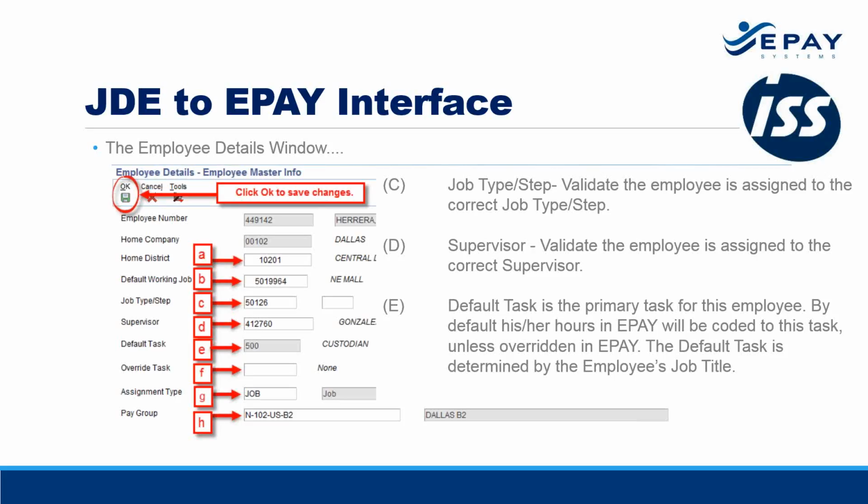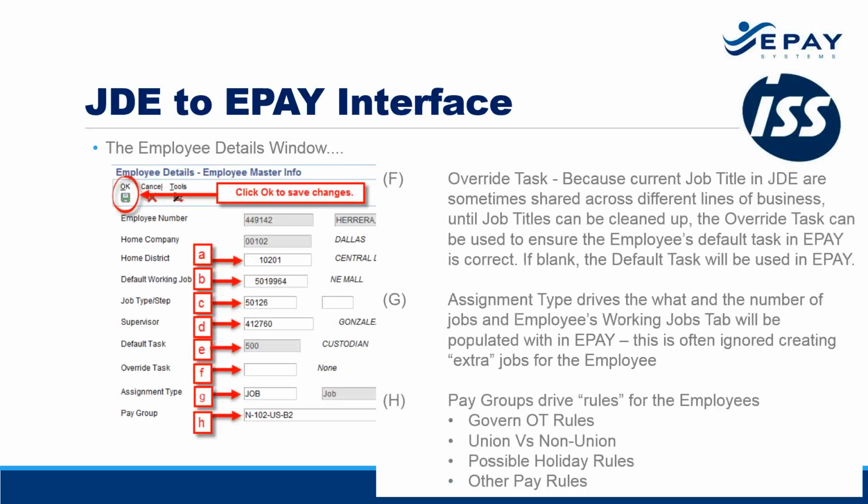The default task is determined by the employee's job title. So if they are a 50126 job type step up there in step C, they should be assigned a default task of custodian. If they are an engineer in JDE, I forget the code offhand, but you will see a default task of engineer as well. So the job type step and the default task should have some type of correlation. And this will come into play a little later in our webinar when we talk about the default shift and task tab on the employee record in Blueforce. So that is step E.